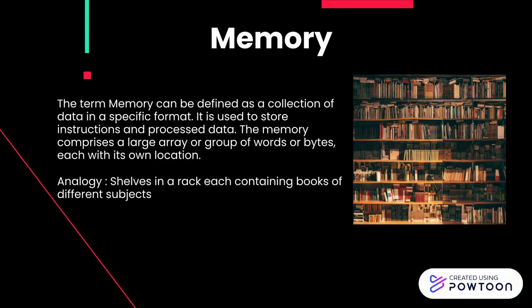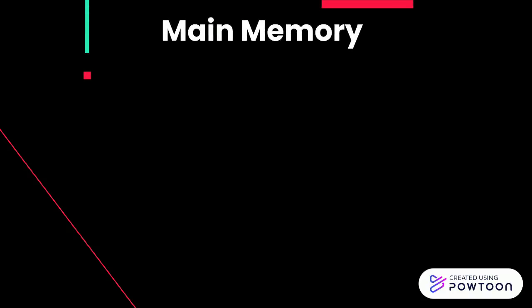The memory comprises a large array or group of words or bytes, each with its own location. An analogy can be shelves in a rack, each containing books of different subjects. So, having understood memory, let us understand what main memory is with a real life example.